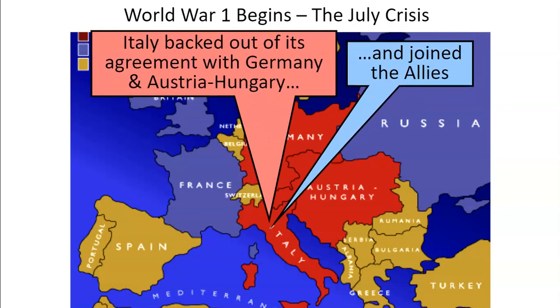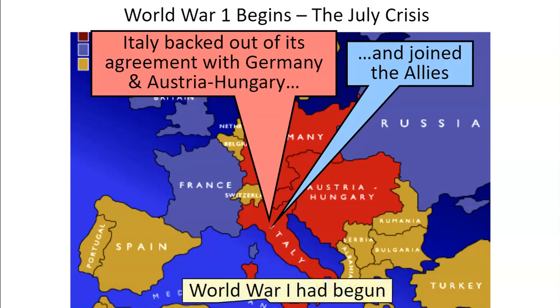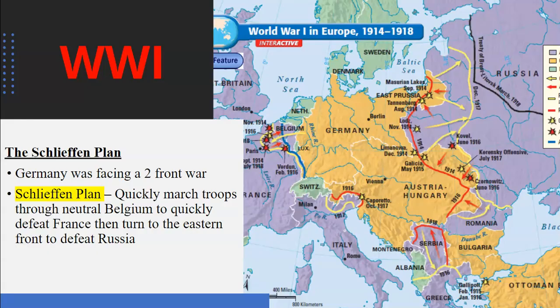Italy's going to back out. Remember, they were hanging out with Germany and Austria-Hungary in the 1800s, but then in 1902, they become friends with France, and they're like, guys, I got to get out of this. So they're going to go hang out with the blue guys. World War I begins. This is why it's known as a Great War, because it's basically more than one country. If two countries are fighting, that's a war. But if it's several countries, that's when it becomes a world war.